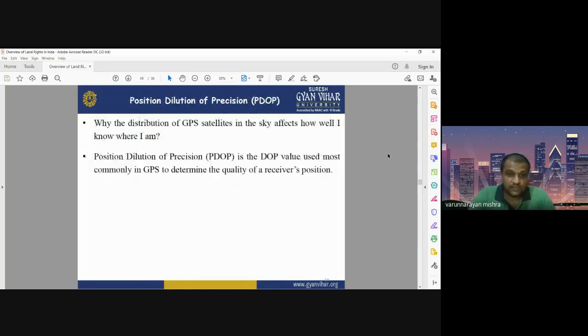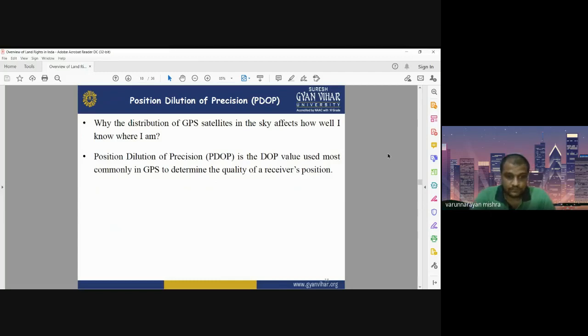So dilution of precision is very important, and the distribution of GPS satellites in the sky affects how well I know where I am. Okay, how the GPS satellites are distributed in the sky, in space, directly affects the accuracy of the signal. The positional dilution of precision, PDOP, is the DOP value that is used most commonly in GPS to determine the quality of the receiver's position. What kind of signals are coming from the satellites is totally dependent on the constellation and the distribution of the satellites in space. That is known as positional dilution of precision.